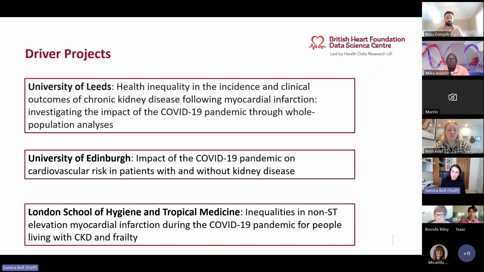At the moment, the permissions for the BHF Data Science Centre need to have a COVID angle. So that's why you'll see COVID is included in all the projects, and that's due to the governance and permission around data access.